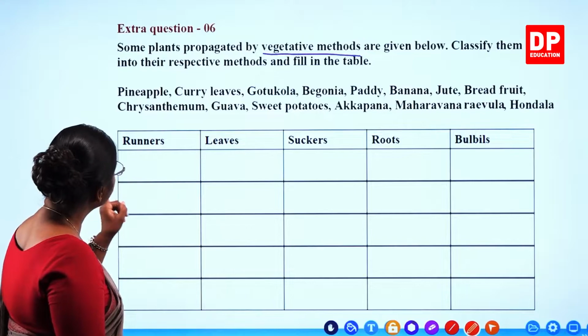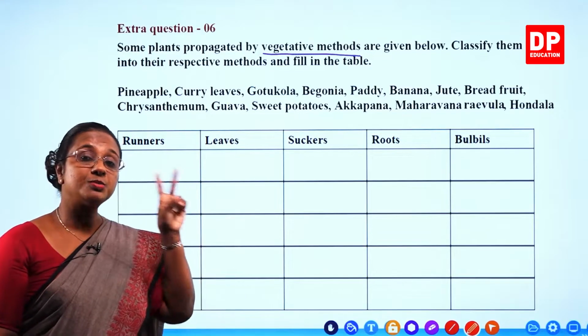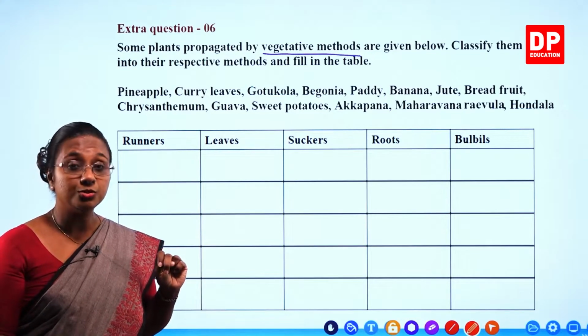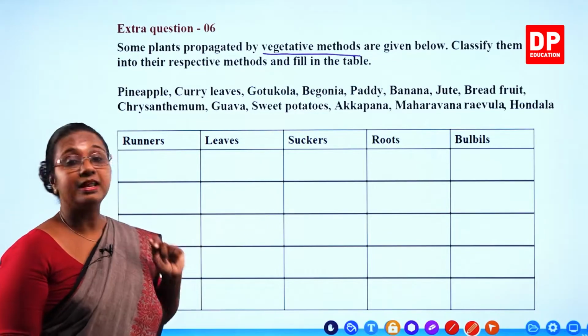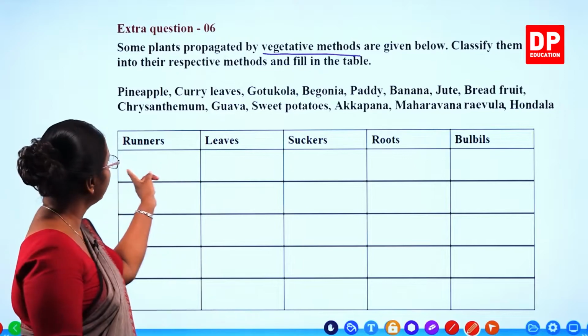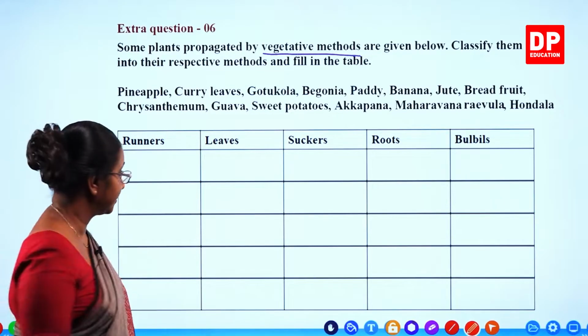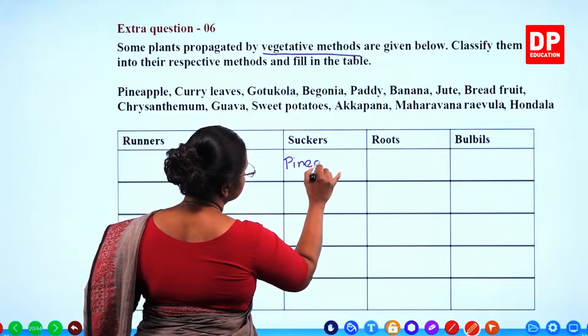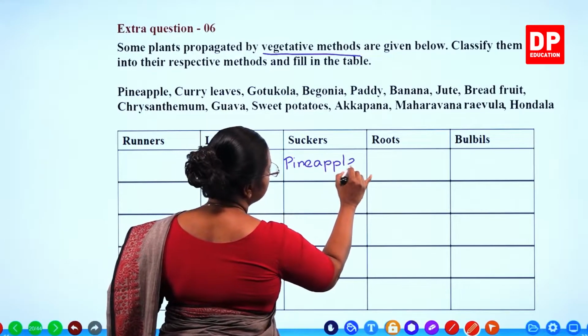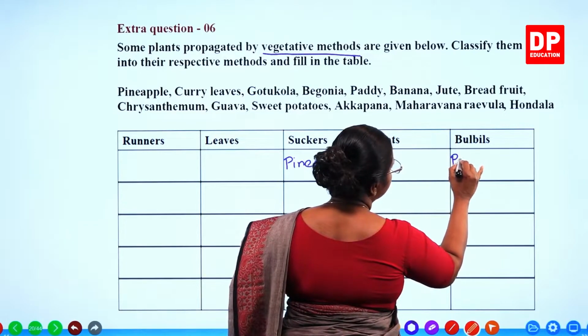Pineapple. Now pineapple actually reproduces by two methods. What are the two methods? Pineapples can reproduce by suckers. They can reproduce by bulbils. So you have to write it for both places. So pineapple, here also we have pineapple.